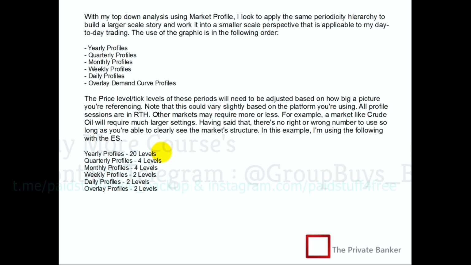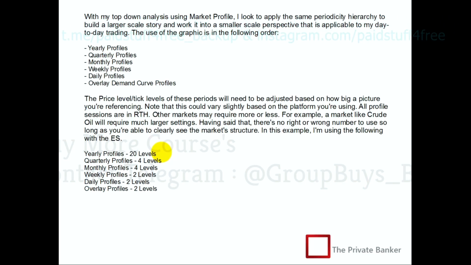Moving down to the quarterly profiles, we can actually shrink these down quite a bit. And again, maybe this is platform specific, or maybe I'm not doing this correctly, but I feel that this works very well for the way I've looked at this. And quarterly profiles, I feel that 4 price levels tend to be a great rounding. Same applies for the monthly. 4 levels seem to work very well.